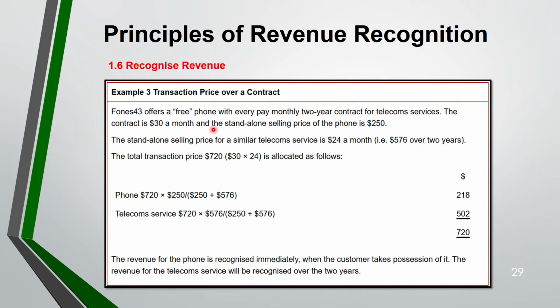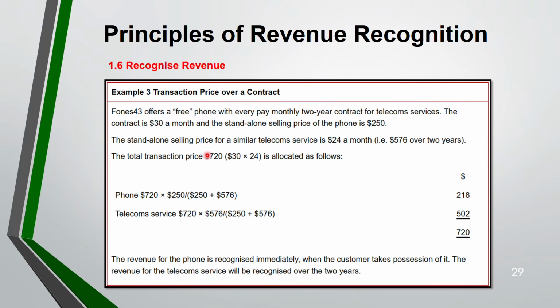Okay. So there are two things. One is telecom service, one is phone. If you see, this is $30. So 30 into 24 because it is 2 years. The total transaction price is 720 for the phone.